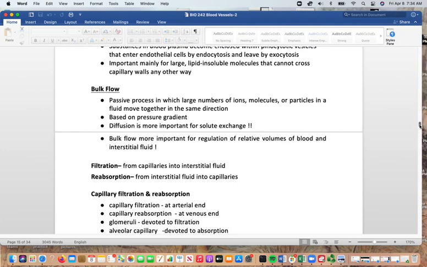So with bulk flow, it's a passive process where you're going to have large numbers of ions, molecules, or particles that need to move together, and they're going to move in the same direction. So it's based on a pressure gradient. But diffusion is more important for the solute exchange. Bulk flow is more important for regulating the volumes of fluid in interstitial fluid.